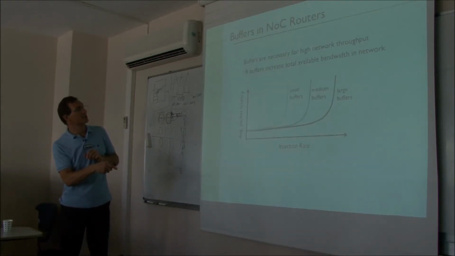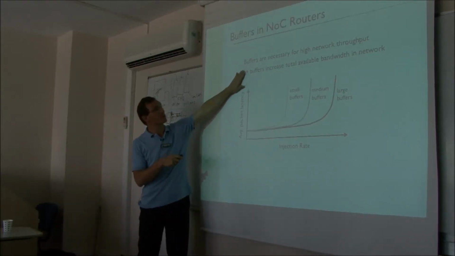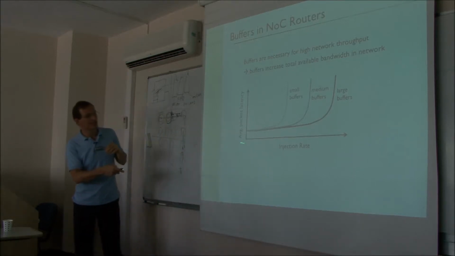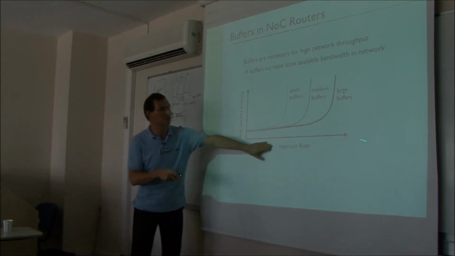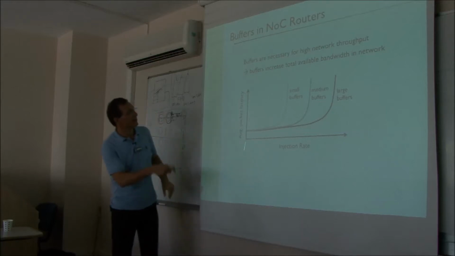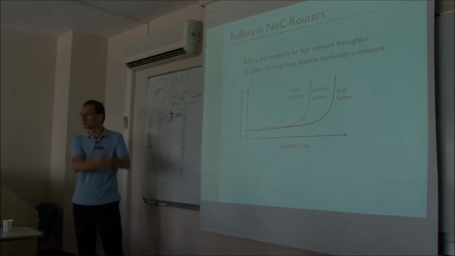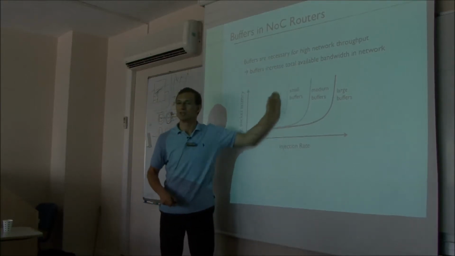So what is the advantage of buffers? The upside is these are necessary for high network throughput. Buffers increase the total available bandwidth in the network, right? So this is a very common curve that you will see. This is the injection rate: how much load you put on the network, how much injection each node does with some metric here. And the y-axis is the average packet latency. And if you have lots of small buffers, your latency shoots up at some point. And this point where the latency shoots up is called the saturation throughput. Basically, your network saturates at this point. It goes to asymptote. It cannot support higher load injection than this point.